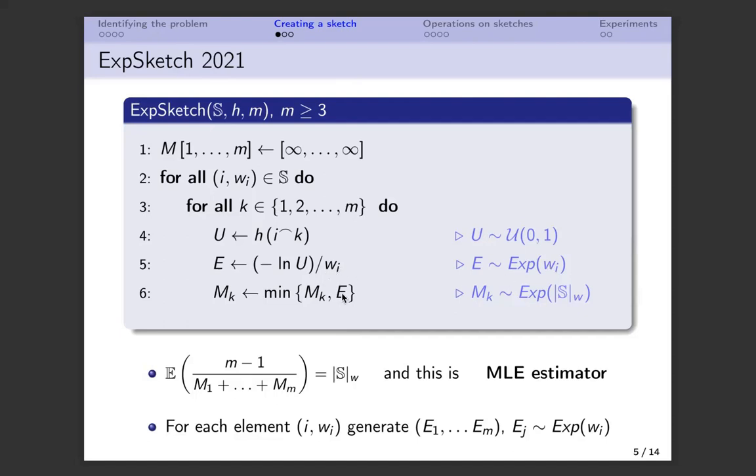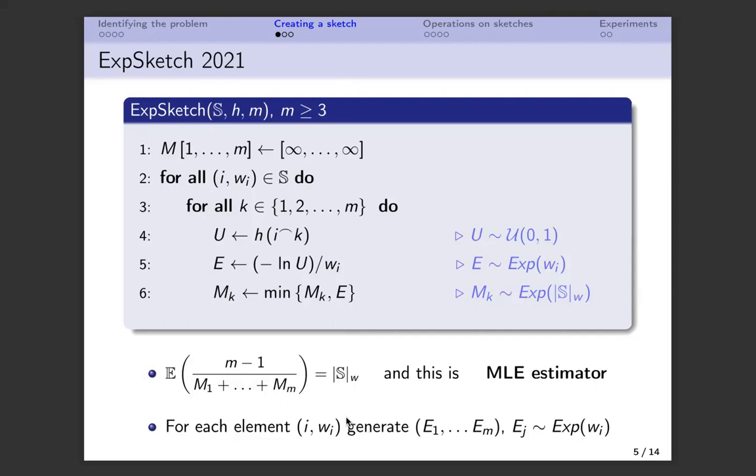Then we compare this variable E to the value at the cut position of the sketch and take the minimum. Finally, we get the sketch where at each position we have an exponentially distributed random variable with parameter equal to the weighted cardinality of a stream S. By taking the harmonic mean of all positions on the sketch, we obtain an unbiased estimator of the weighted cardinality of a stream S. We also show that this is the maximum likelihood estimator, which makes it, in some sense, optimal.